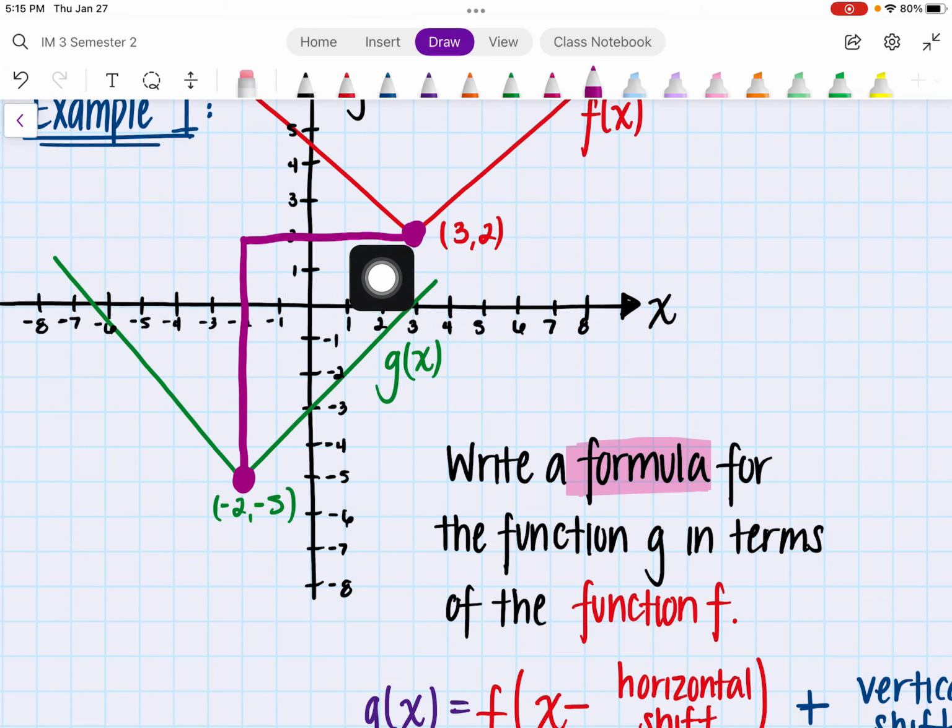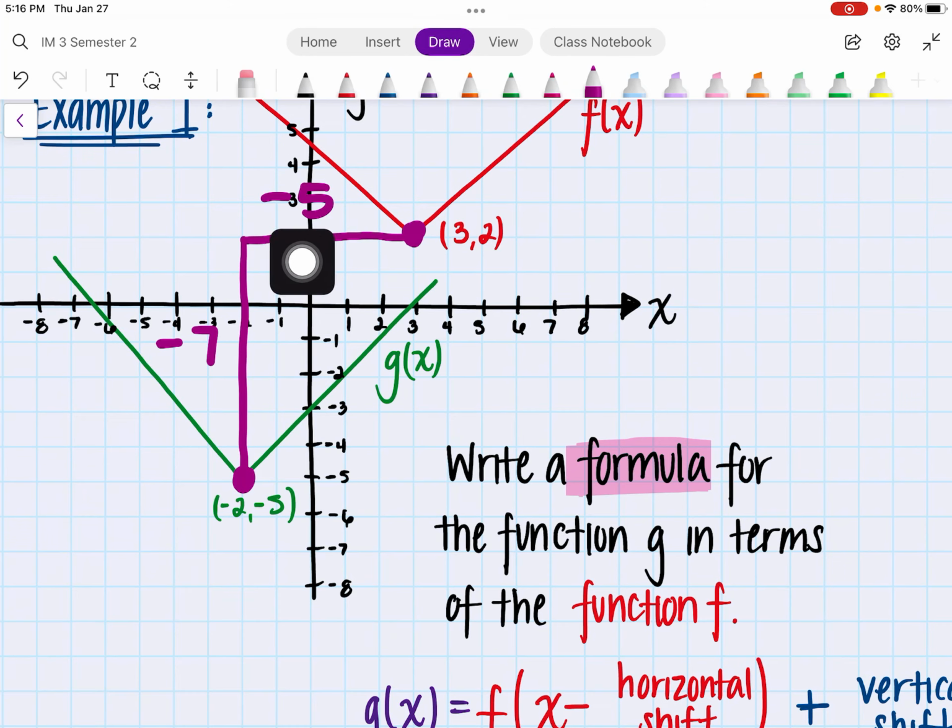So question for you guys is, how many spaces do I move in this case to the left? And that is 1, 2, 3, 4, 5. And that is going to be a -5. And in this case, how many spaces we move down? I have 1, 2, 3, 4, 5, 6, and 7. And since we are moving down, that is a -7.